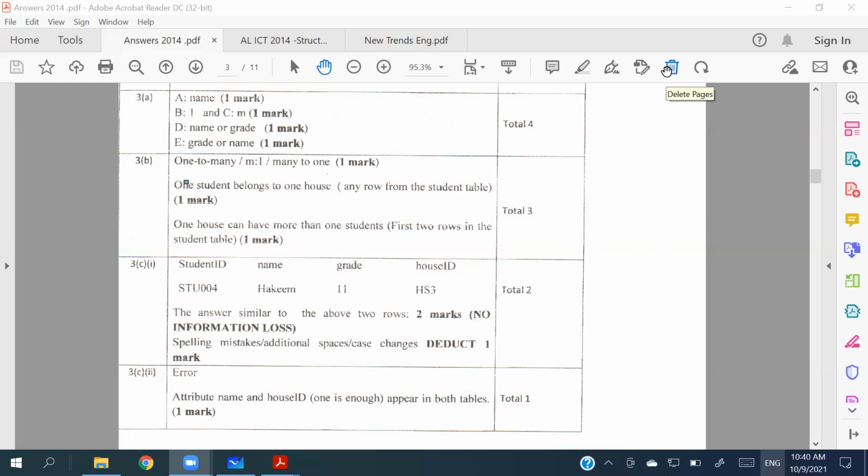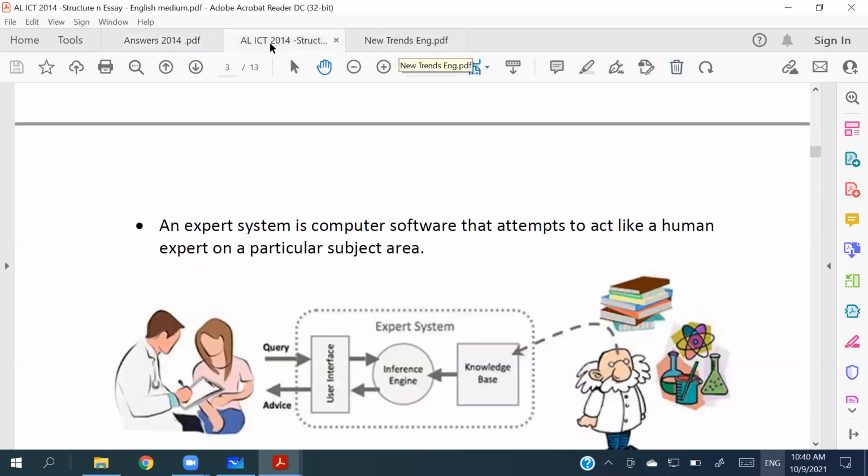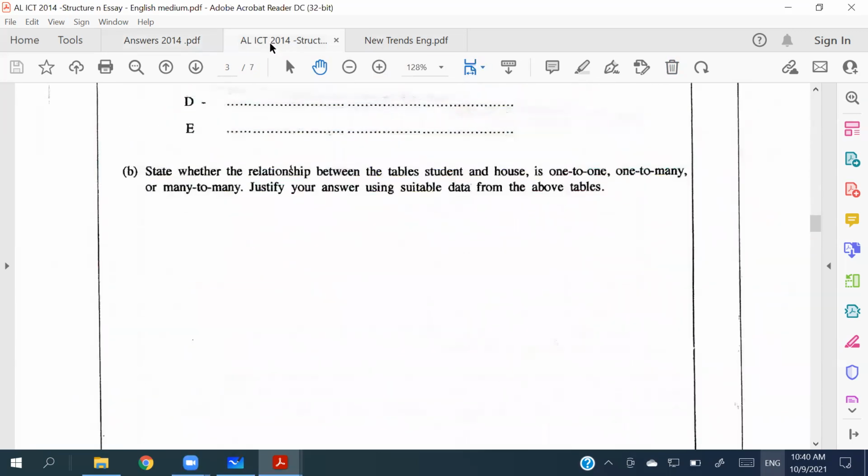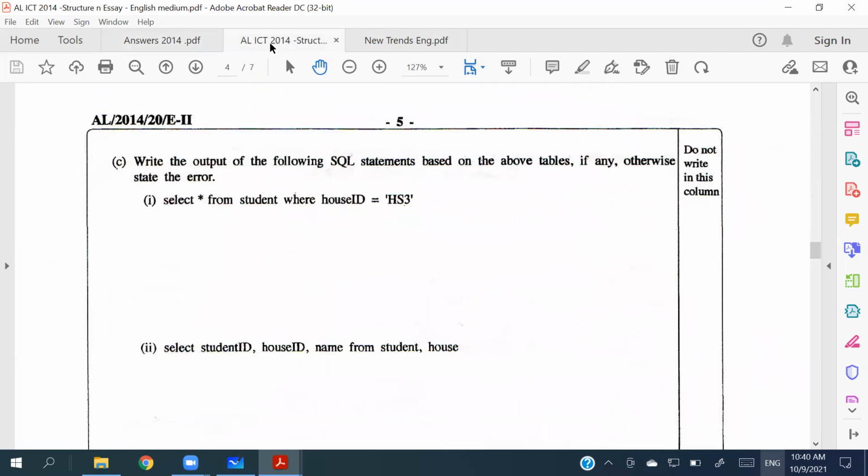Okay, so the third one, it is asking about a SQL statement, isn't it? Write the output of the following SQL statement based on the above table, if any, otherwise state the error. So first one says select asterisk from student where house ID equals HS3. Select all from student table where house ID equals HS3.